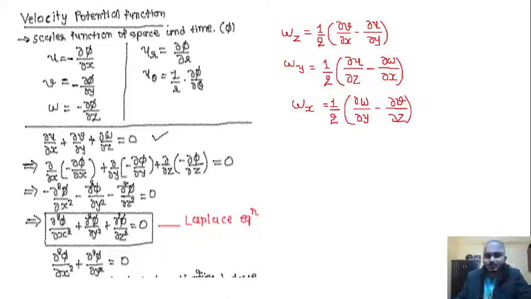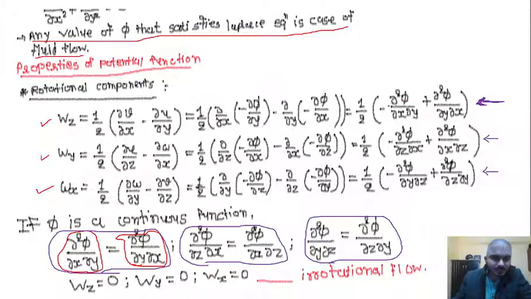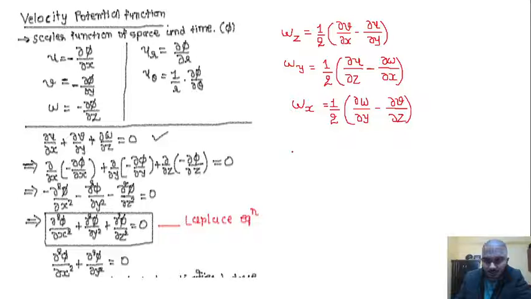So these are the rotational components in x, y and z direction, and the same three are written over here. And again what we have done is that instead of u, v and w, we have put the derivatives of the velocity potential function for a given component of velocity. That is done over here. And let's try for this. Okay, I will explain this one.